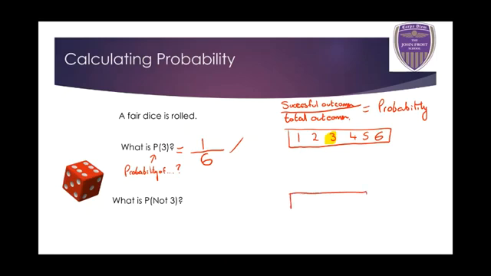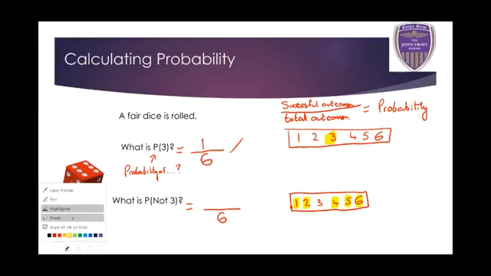Now, what is the probability of not rolling a 3? So again, if we consider all the numbers on a dice, we've got 1, 2, 3, 4, 5, and 6. Again, the number of total outcomes is 6. Now, how many of these are not a 3? We've got 1, 2, 3, 4, 5 different outcomes, because all of these numbers aren't 3. So the number of successful outcomes of not rolling a 3 is 5. Therefore, the probability of not getting a 3 is 5 over 6.